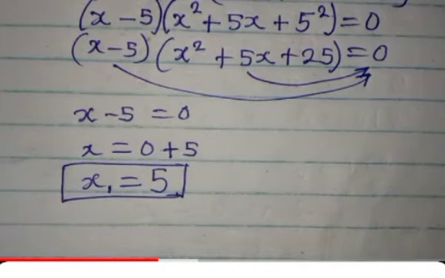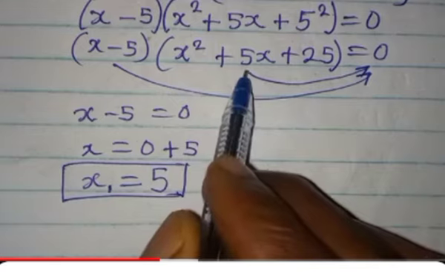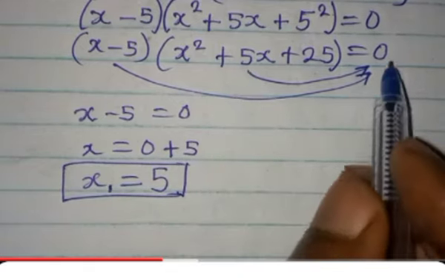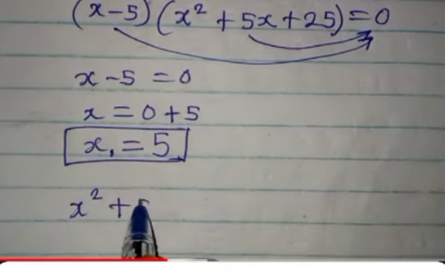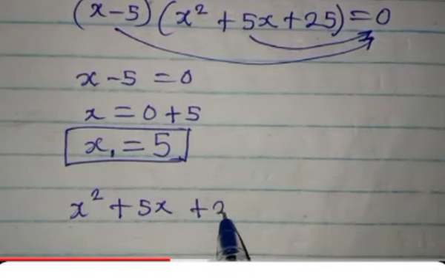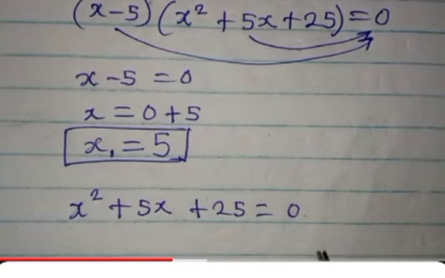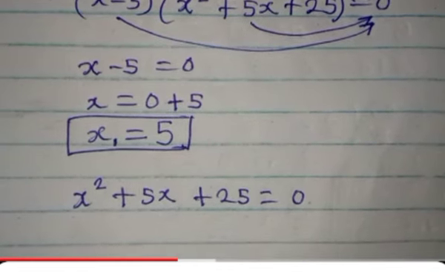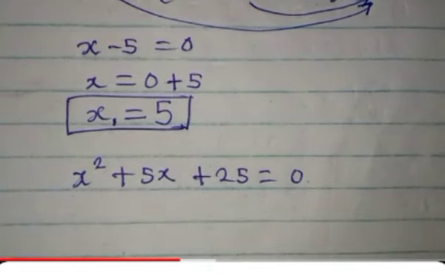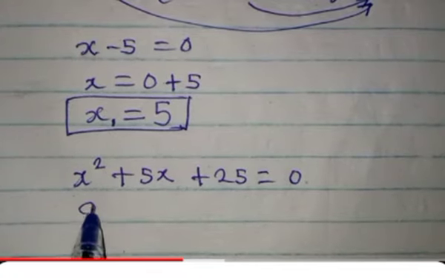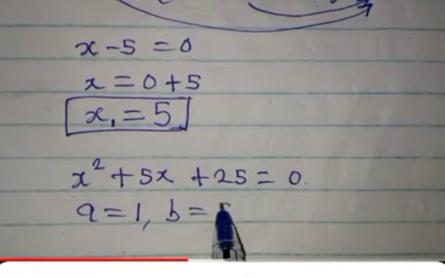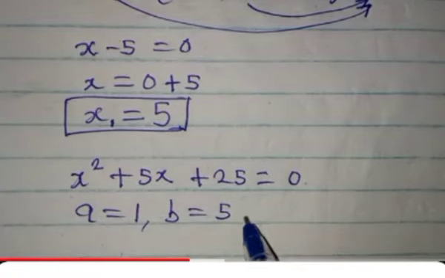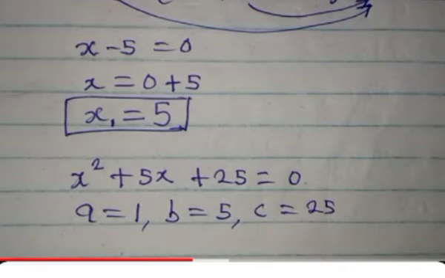Now to get the other values of x, we will work with this quadratic expression and equate it to 0. So we have x squared plus 5x plus 25 equal to 0. Once you equate a quadratic expression to 0, it becomes a quadratic equation, and we can solve this by using the formula method. For the formula, our a is 1, that is the coefficient of x squared. Then our b is plus 5, that is the coefficient of x. And then c is equal to 25.